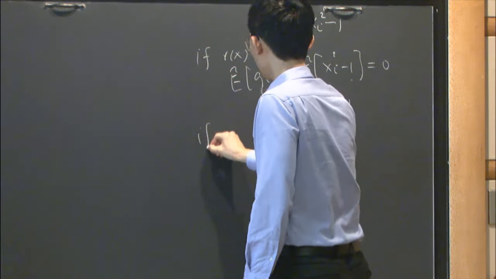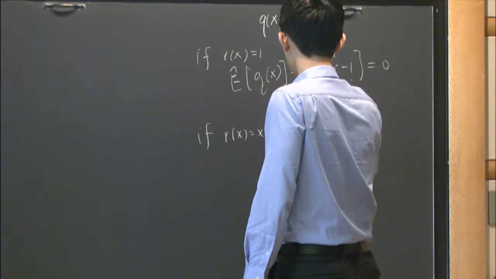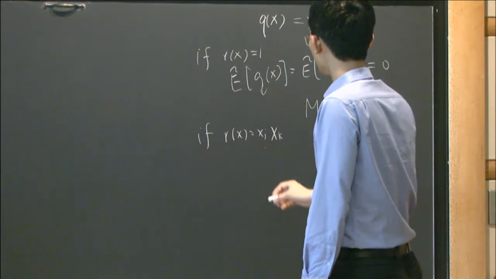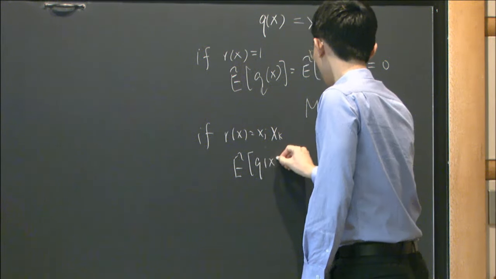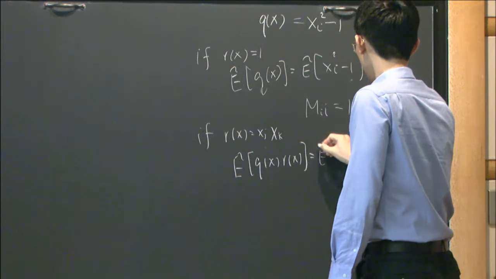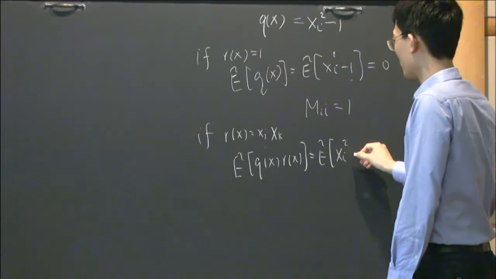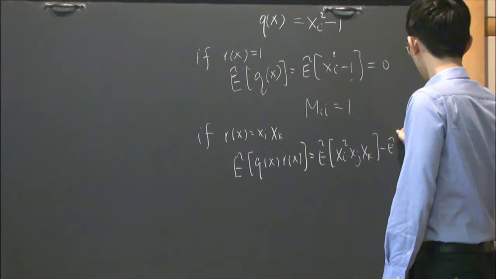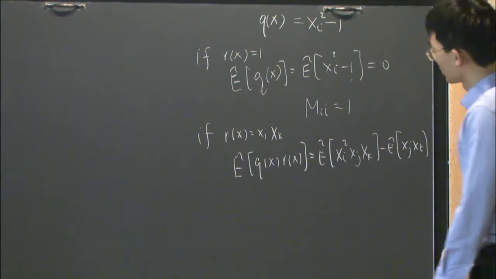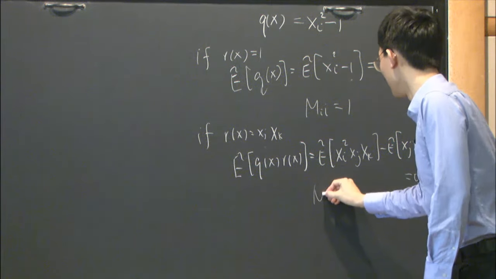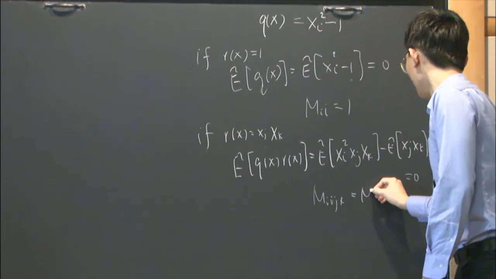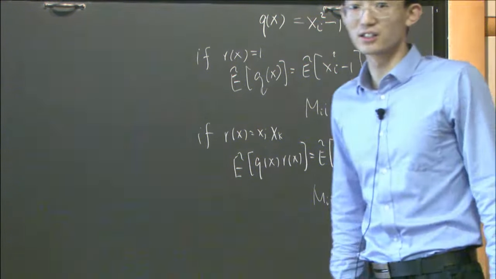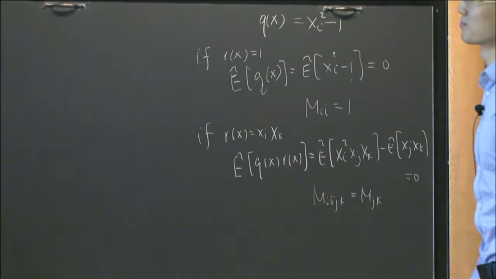And for example, if R of X is X_j X_k, and let's say d is degree 4, so this is still low degree. Then E tilde of Q of X times R of X is E tilde of X_i squared X_j X_k minus, let's use linearity, X_j X_k. So this is 0, it's just a different way of saying M_iijk equals M_jk. So this is just a succinct way of describing all the constraints that we can put on these relaxations.